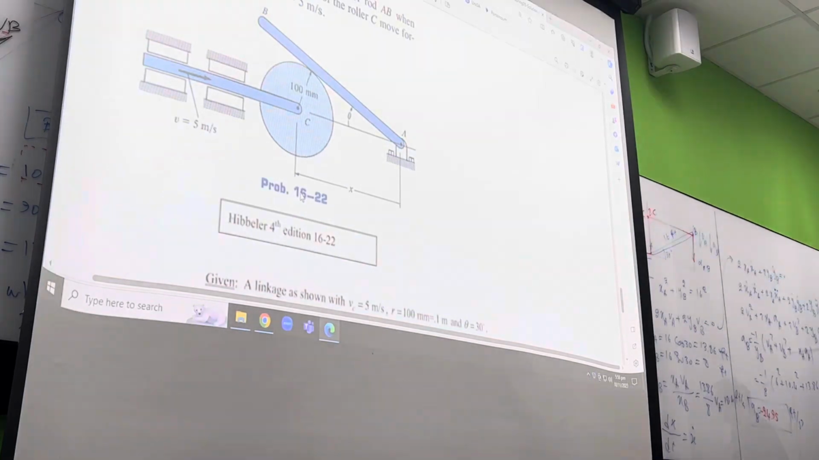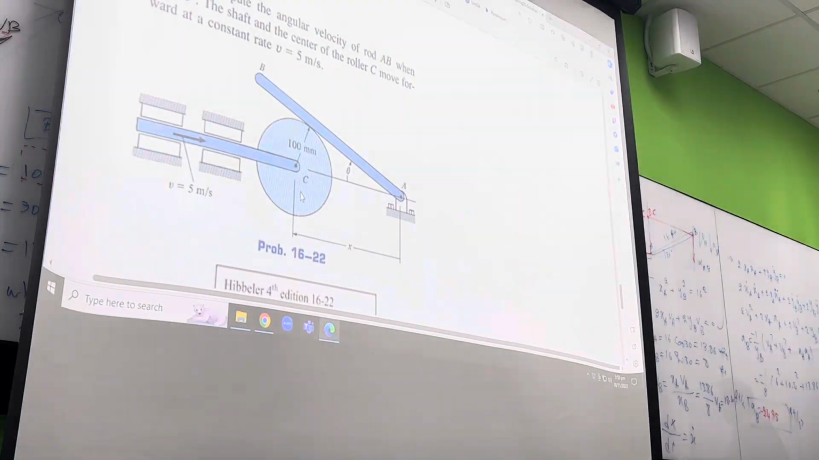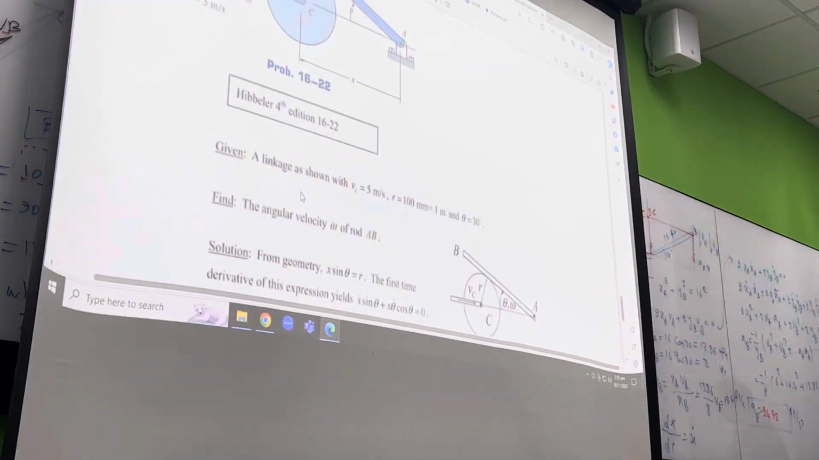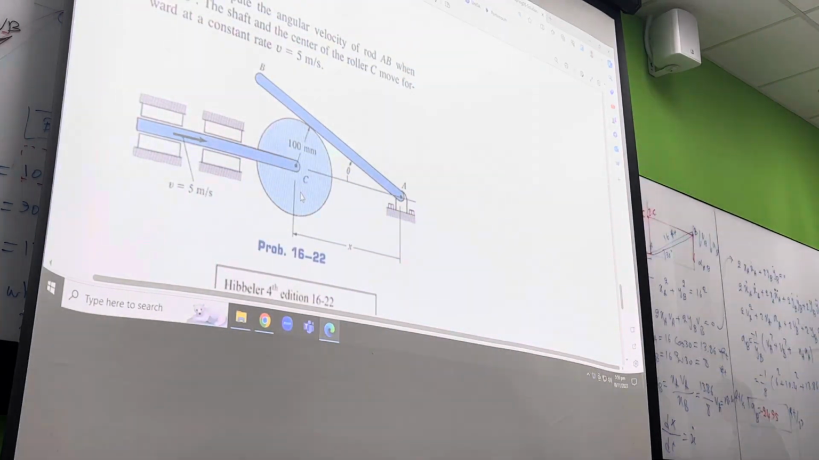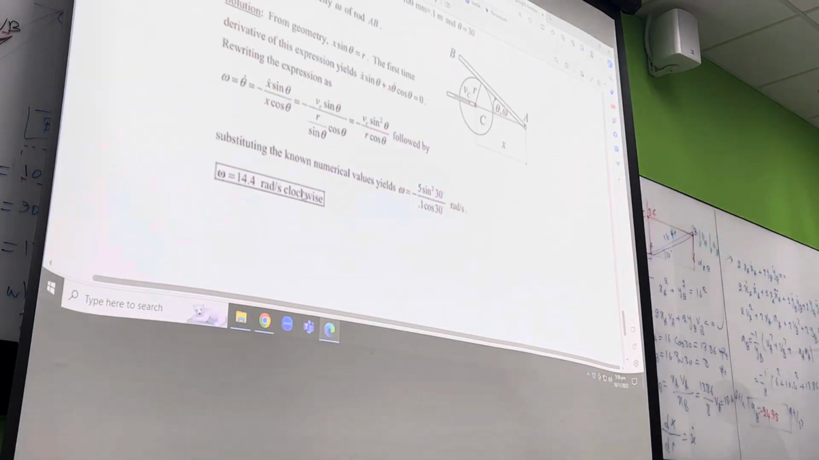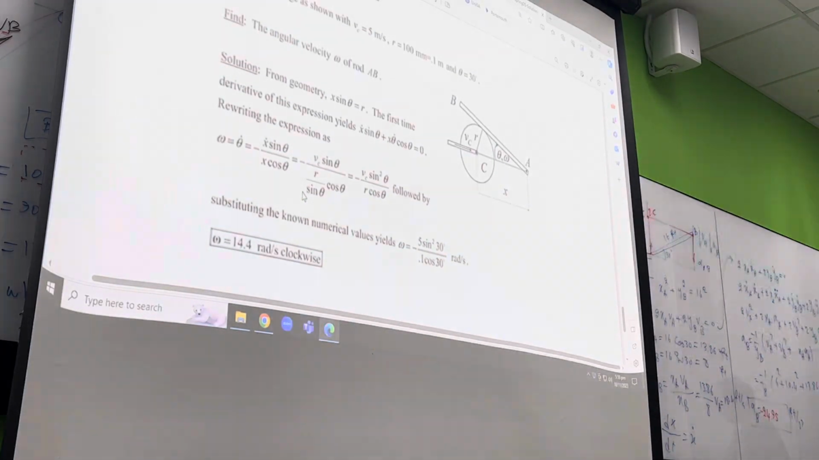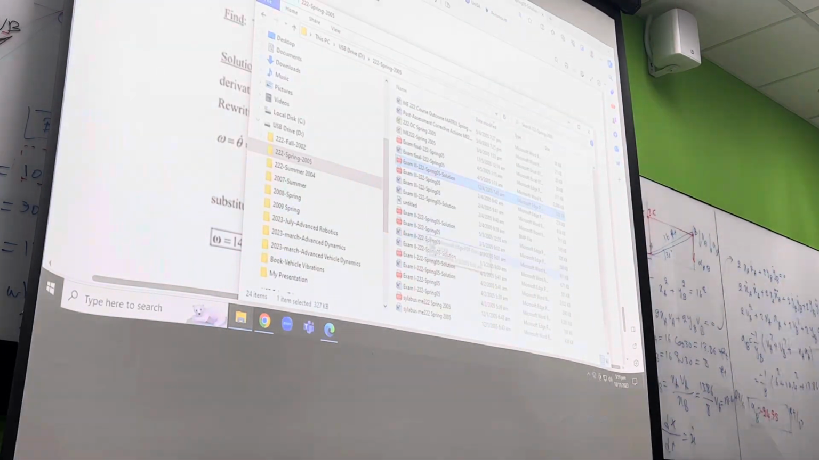This is another one. Compute the angular velocity of rod AB when theta is 30 degrees, the center of the roller C moves toward the shaft at a constant V equal to 5 meters per second. That's the question. Take a photo, and that's the solution. I didn't see anything interesting.